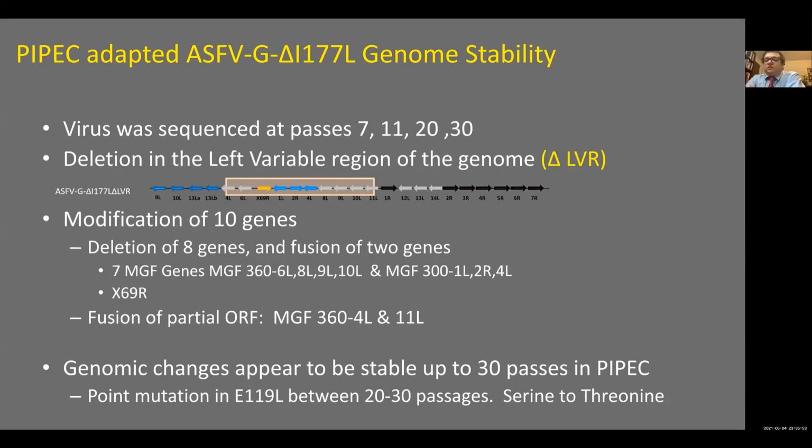It's important to say that these genomic changes appear to be stable up to 30 passages in PIPEC cells. However, we did observe 1 point mutation in E119L that occurred between 20 and 30 passages. However, this point mutation was a pretty conserved serine to 30.